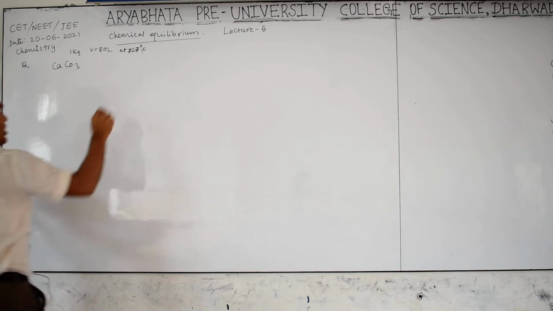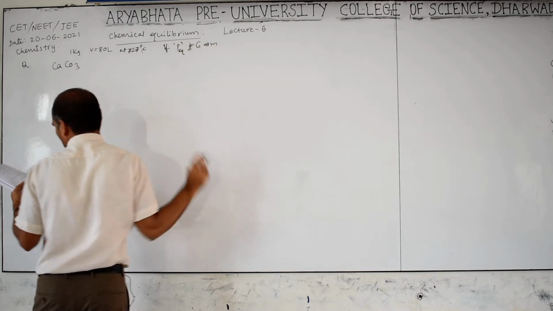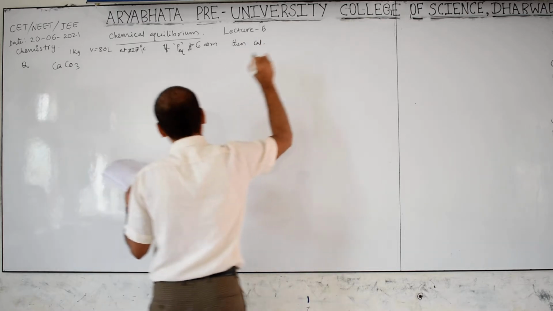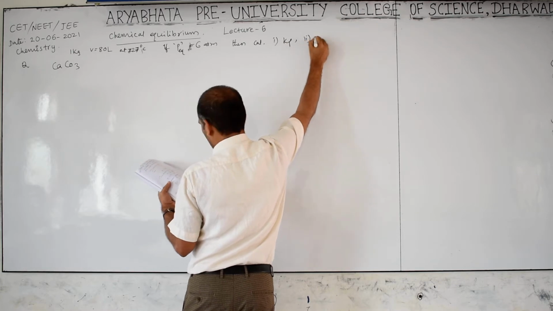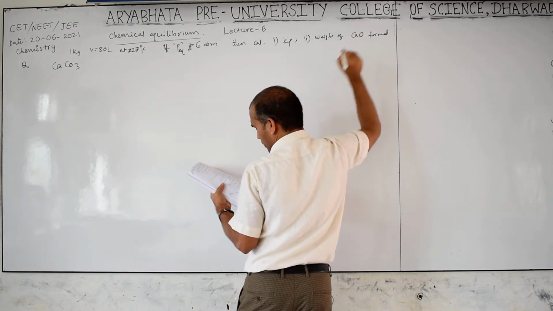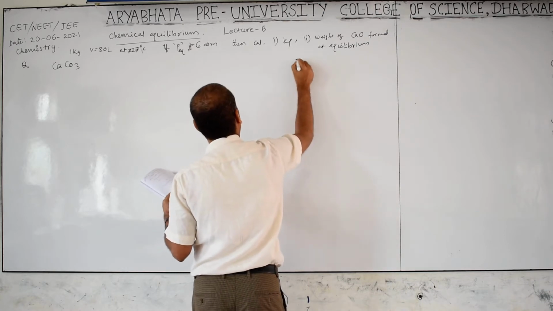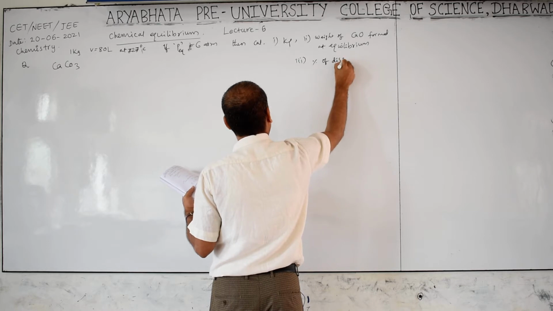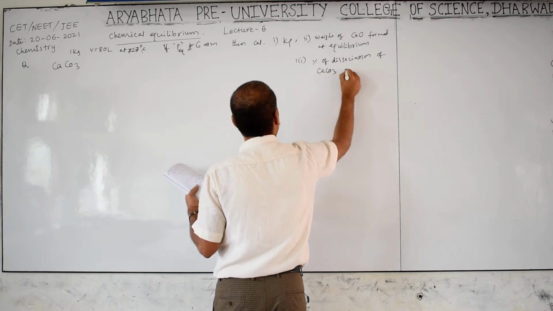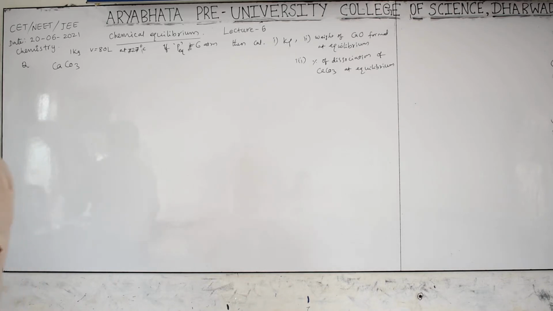If the pressure at equilibrium is 6 atmosphere, then calculate: first, Kp; second, the weight of calcium oxide formed at equilibrium; third, the percentage of dissociation of calcium carbonate at equilibrium.